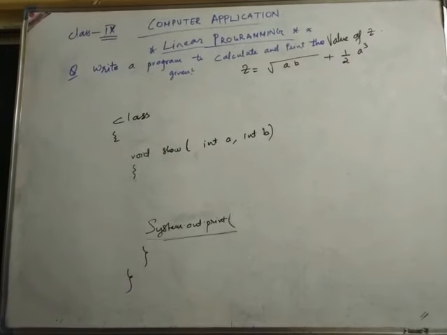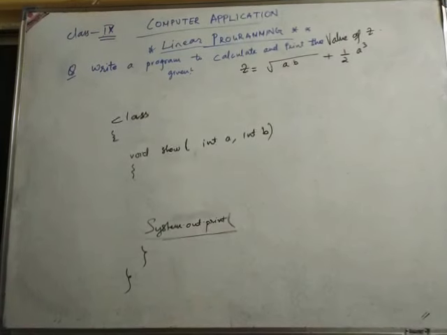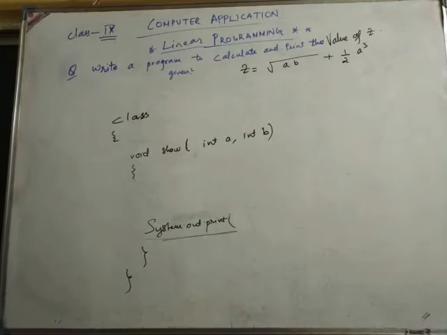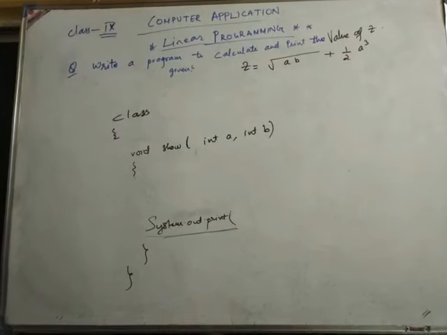Now even if we take int values, the value of z which we will get at the last will be a decimal value, because we have 1 by 2 and the root. The answer for z will be a decimal value, so we have to take double. When we have decimal we take double, when we have whole number we take int. Okay, so you can take double z.